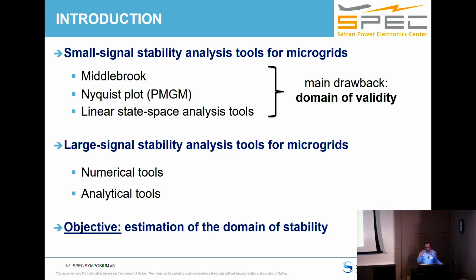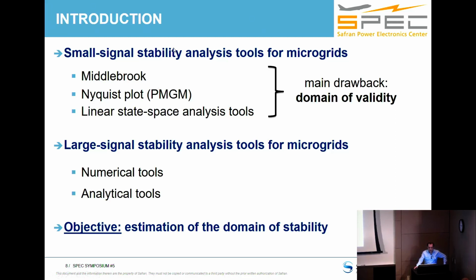There is another topic. I'm not going to talk about that. I just focus on stability analysis. And for stability analysis, we can talk about small signal stability analysis. I think everybody here knows these techniques very well. These techniques come from linear systems. Middlebrook is an old criterion. It was published around 40 years ago. It comes from electronics. Then there are the Nyquist plot, phase margin, gain margin criteria, and the linear state space analysis tools, based on eigenvalues and so on.